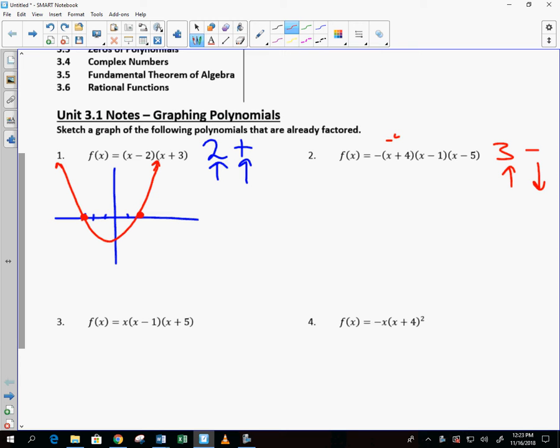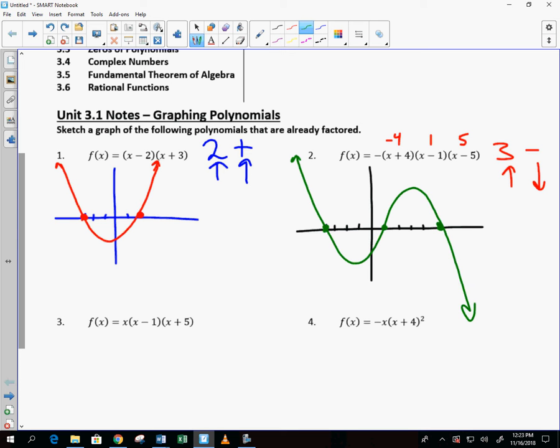I pass through negative 4. I pass through positive 1. I pass through positive 5. Single roots at each spot. That's a rough sketch of the graph. Good.